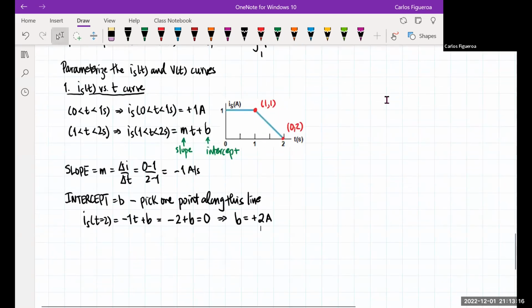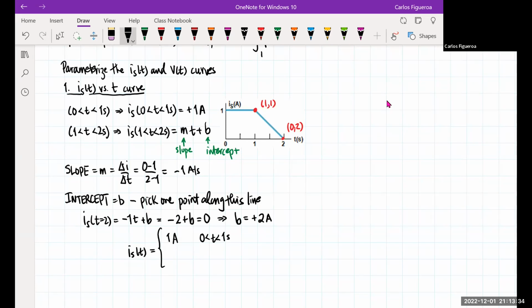So now I have my parameterized current. So if I look at my current here, I then see that I have I_S of t. And what I'm going to have here is that I'm going to have 1 amp between 0 and 1 second, and then I'm going to have minus t plus 2 for between 1 and 2 seconds. So now I have my current.